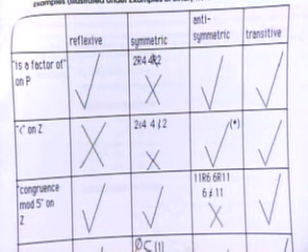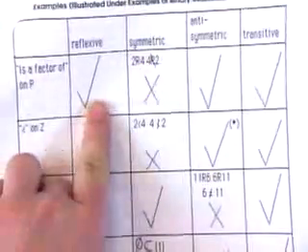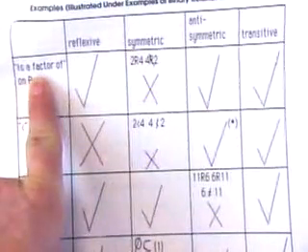So that means it's what? Reflexive, antisymmetric, and transitive, because partially ordered sets are like less than or equal to. And less than or equal to is reflexive, antisymmetric, and transitive. So when you're trying to remember antisymmetric, remember less than or equal to. That's how it works. So this one's reflexive because x is a factor of x, right?